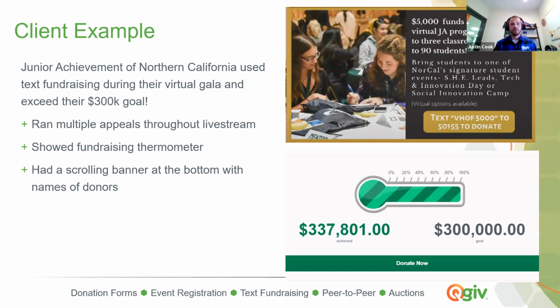So something really, really important that they did, like I said, they included their fundraising thermometer, included their keyword on screen, they included their text fundraising number, and they had a scrolling banner at the bottom there to actually recognize the different donors that were giving during the live stream itself. So donors that gave their information there could actually see their name scroll across the bottom. So that was really cool of the nonprofit to do. And obviously it worked. So that's always something that you can take.